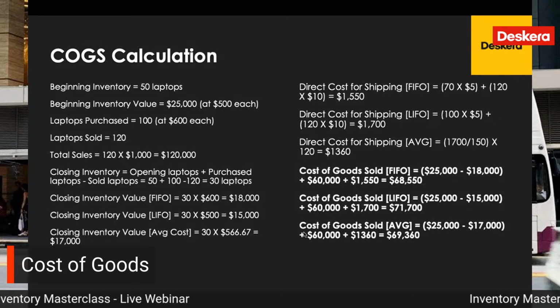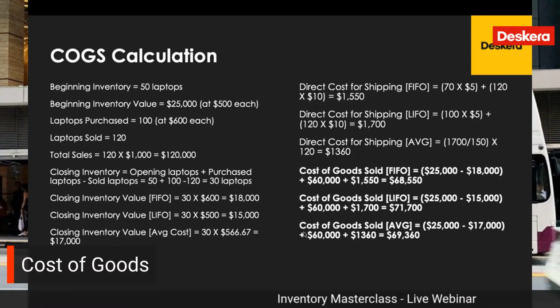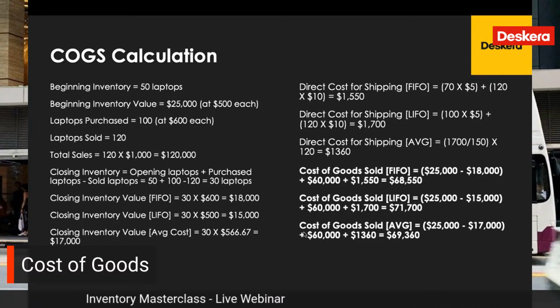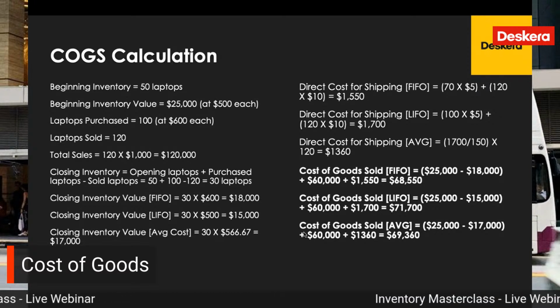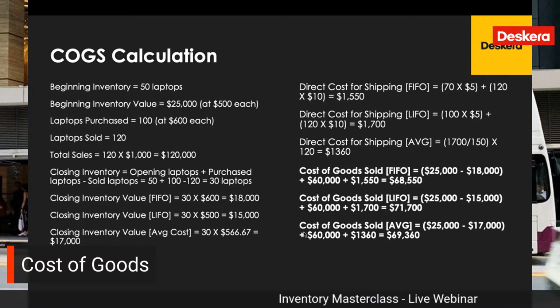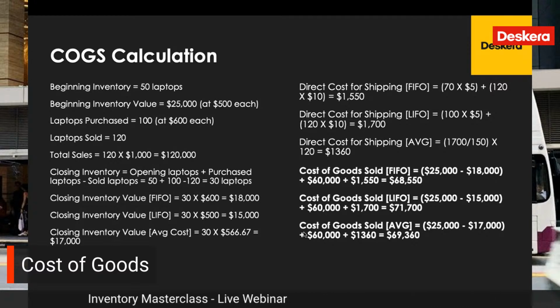Now we know what the beginning inventory is, which is 50 laptops. And therefore, the beginning inventory value is $25,000. Laptops purchased is 100 at 600. And therefore, my total sales for laptops sold is $120,000.